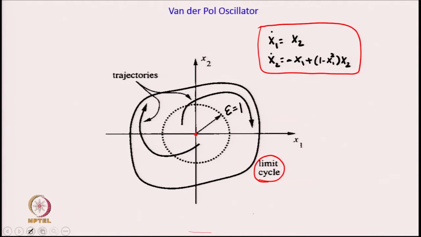You can also see that the trajectories, since they converge to the limit cycle, always stay bounded, that is, the trajectories do not grow to infinity. However, the system is still unstable. So, there is a difference between stability and boundedness.